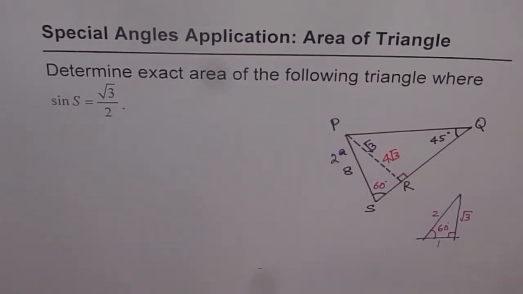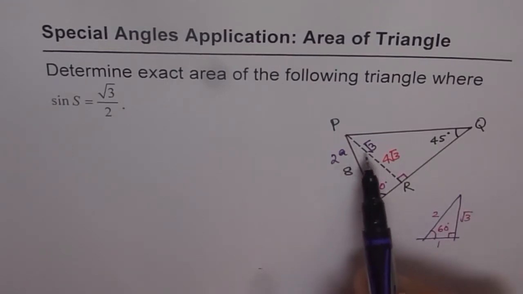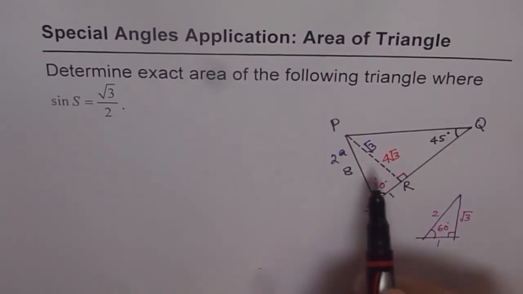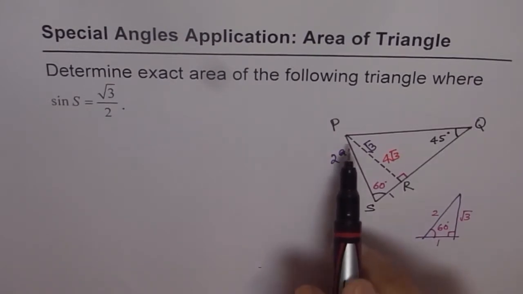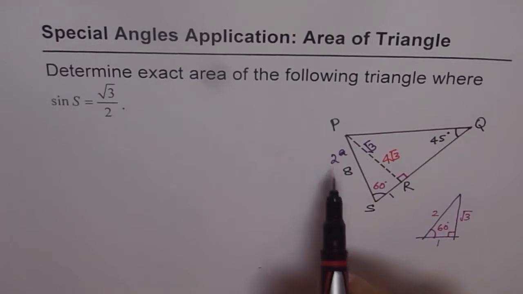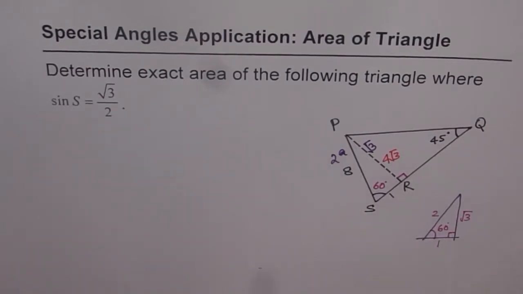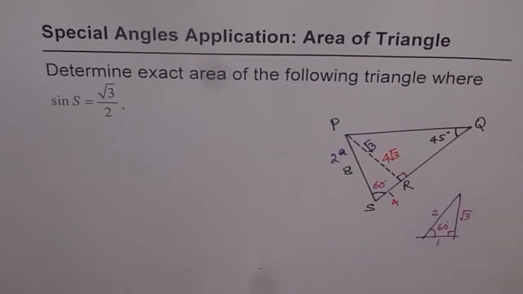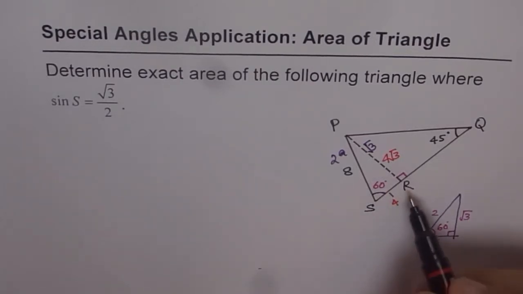Now, in a special triangle, if these two sides are 2 and square root 3, then the base should be 1, correct? Now in the given triangle, that is scaled by 4 times, since PS is 8, not 2. 4 times 2. So each side will be 4 times. So this becomes 4. So SR becomes 4 for us. Do you see that? So that is how we can quickly get SR.